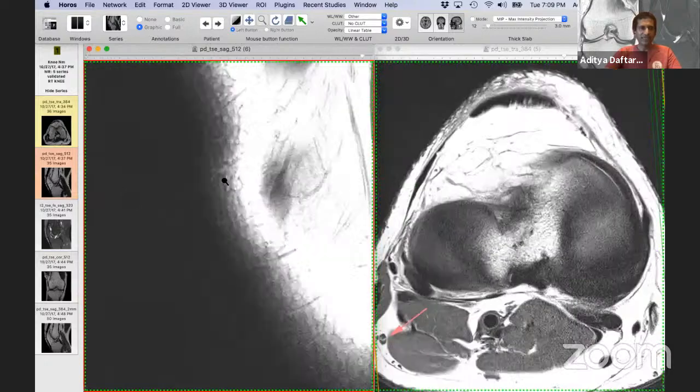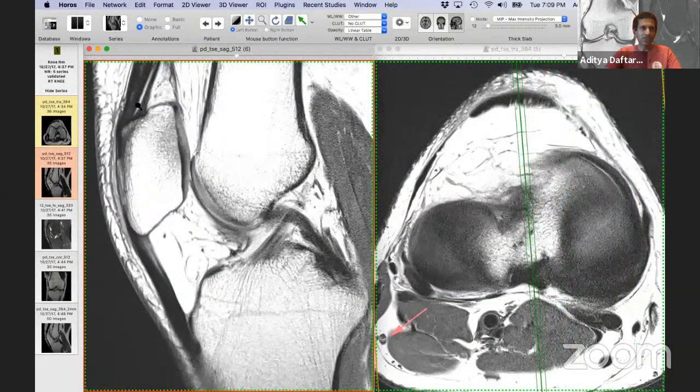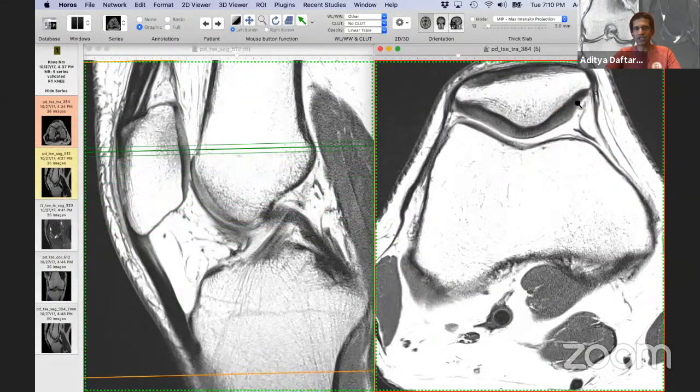Next, we move on to the extensor mechanism. We want to see the quadriceps tendon above, the patellar tendon below. Here's the patella itself, and here is the articular cartilage. You can see the cartilage lining very nicely.